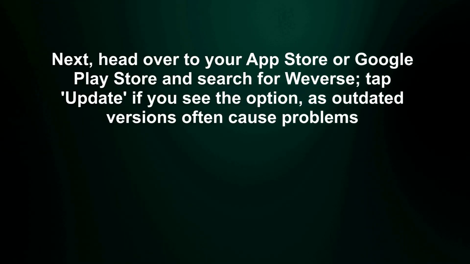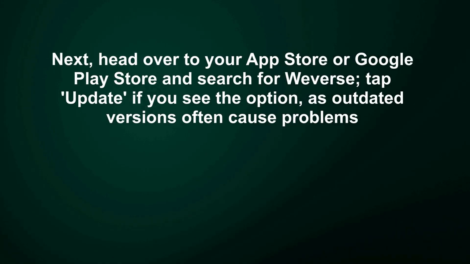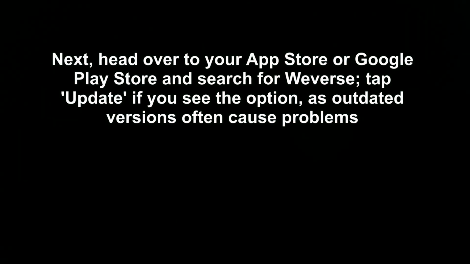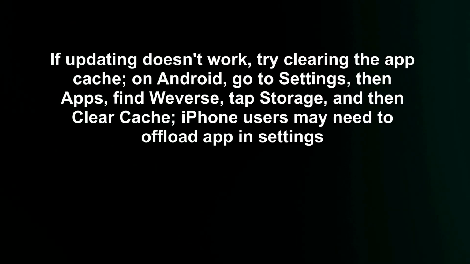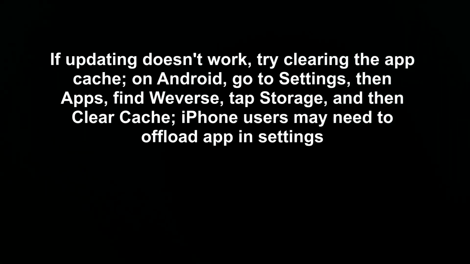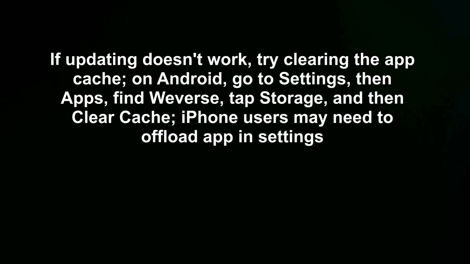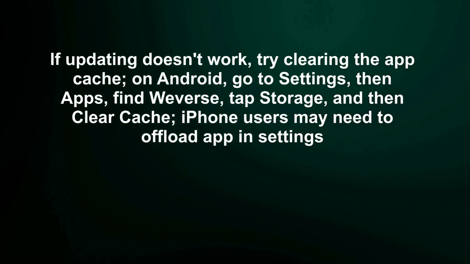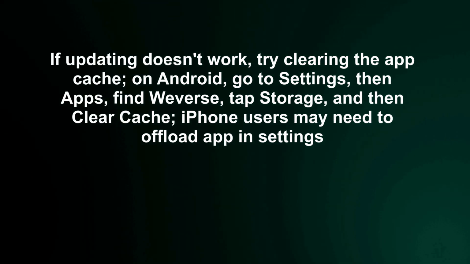Next, head over to your App Store or Google Play Store and search for Weverse. Tap Update if you see the option, as outdated versions often cause problems. If updating doesn't work, try clearing the app cache. On Android, go to Settings, then Apps, find Weverse, tap Storage, and then Clear Cache. iPhone users may need to offload the app in Settings.